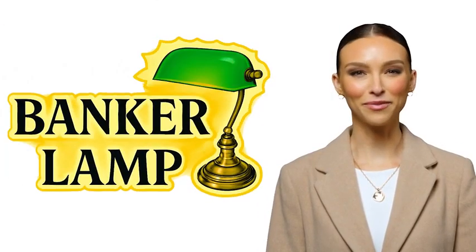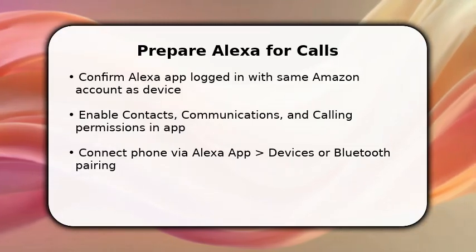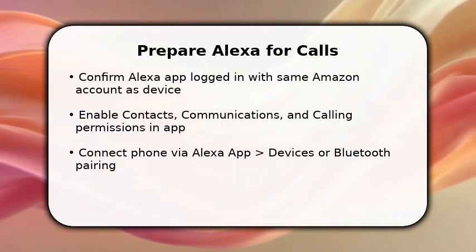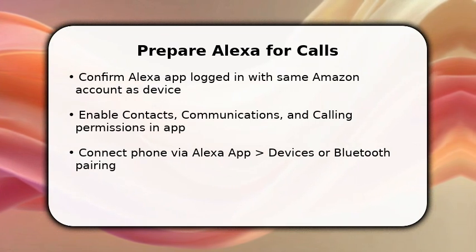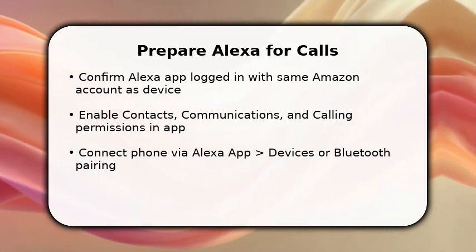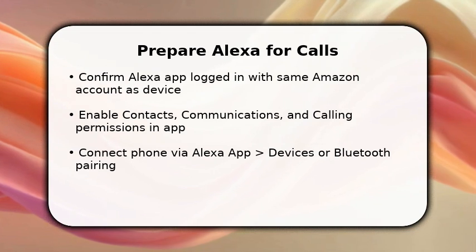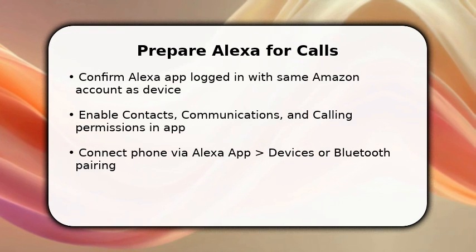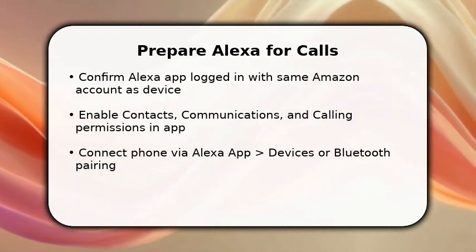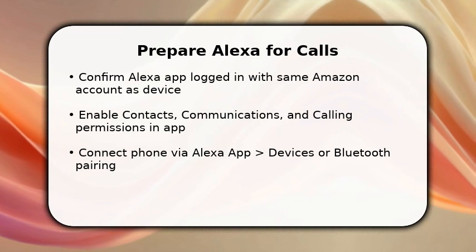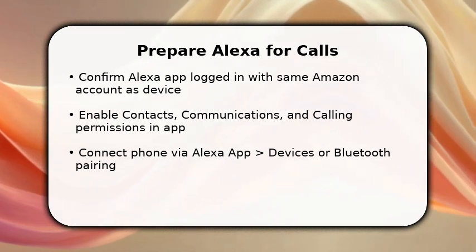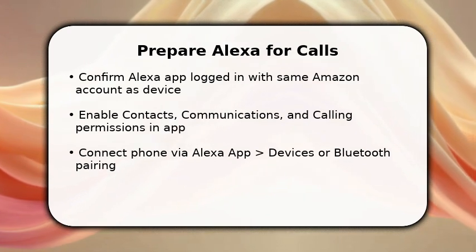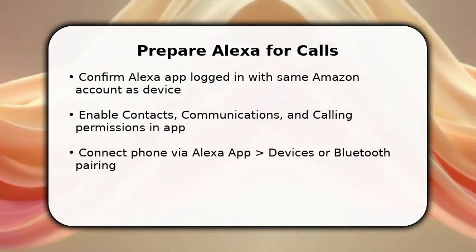Please enjoy the video. You start by getting accounts and permissions right. Sign into the Alexa app with the same Amazon account used on the speaker or phone. This syncs contacts. Once done, grant contacts, communications, and calling permissions so Alexa can see names and place calls. Next, pair your phone if you want hands-free audio via Bluetooth, or configure Alexa calling and messaging in the app for internet calling. These steps let Alexa access numbers and route calls reliably.